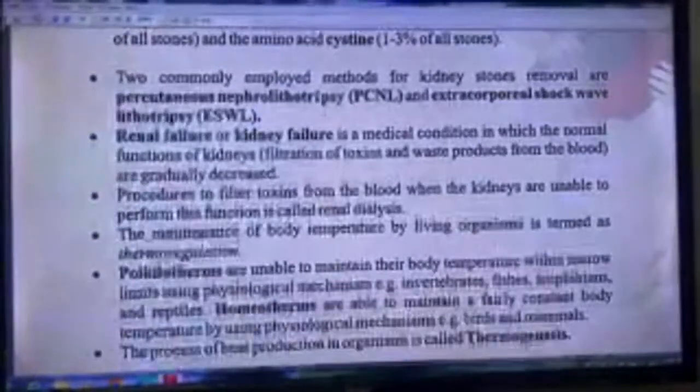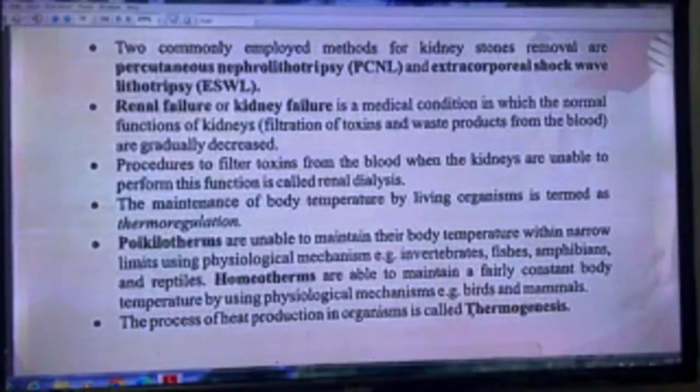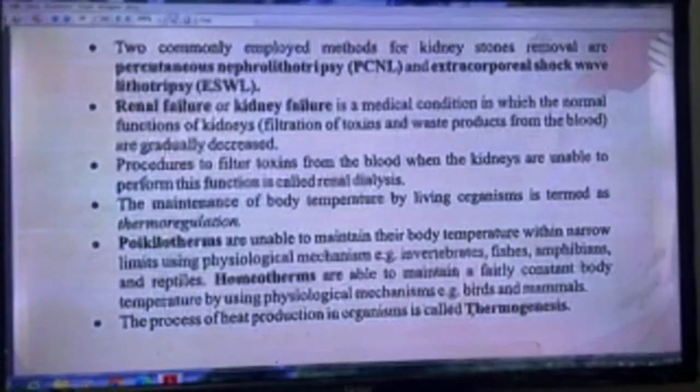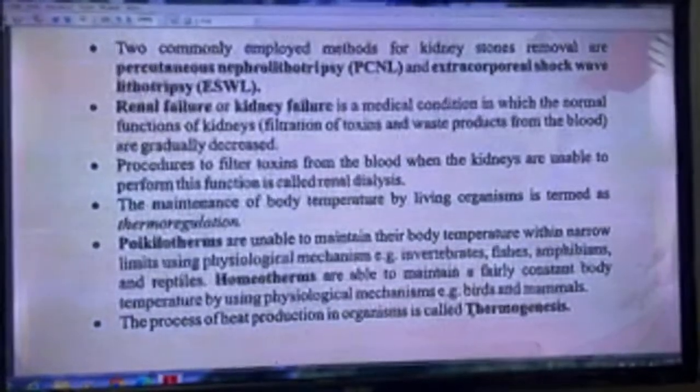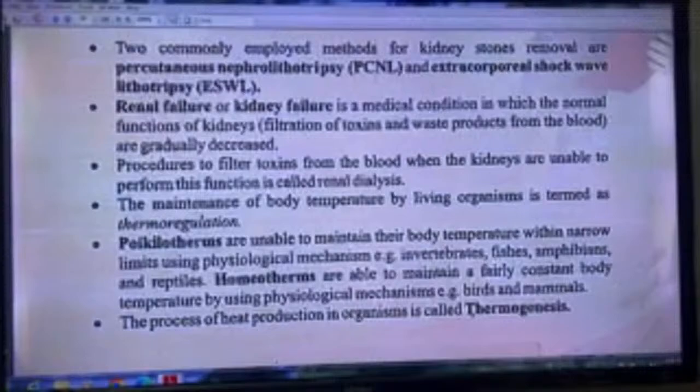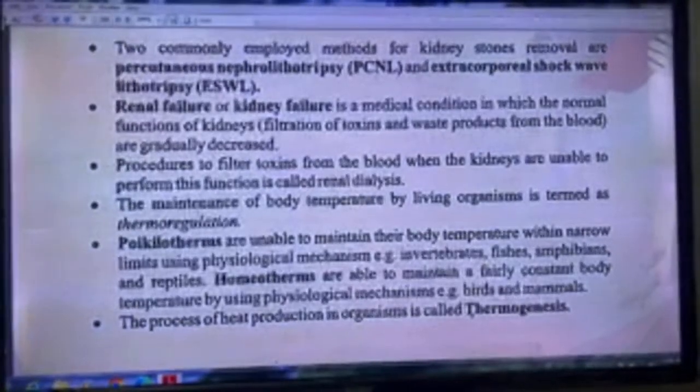Two commonly employed methods for kidney stone removal are percutaneous nephrolithotripsy and extracorporeal shock wave lithotripsy.